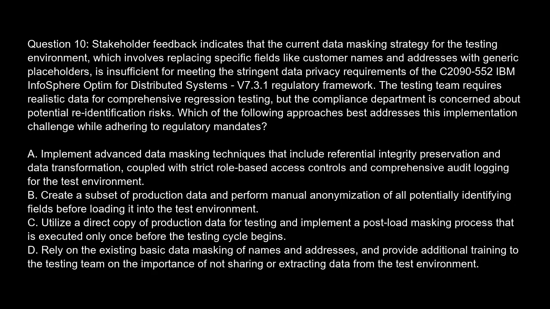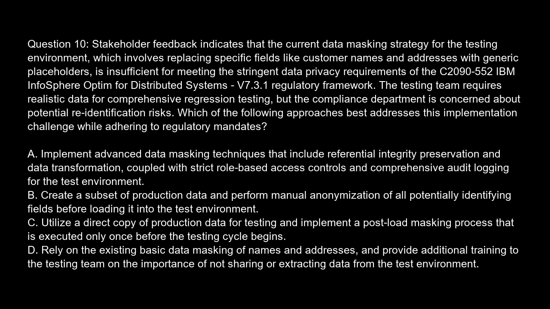Question 10. Stakeholder feedback indicates that the current data masking strategy for the testing environment, which involves replacing specific fields like customer names and addresses with generic placeholders, is insufficient for meeting the stringent data privacy requirement of the C2090-552 IBM InfoSphere Optim for distributed systems v7.3.1 regulatory framework. The testing team requires realistic data for comprehensive regression testing, but the compliance department is concerned about potential re-identification risks. Which of the following approaches best addresses this implementation challenge while adhering to regulatory mandates?